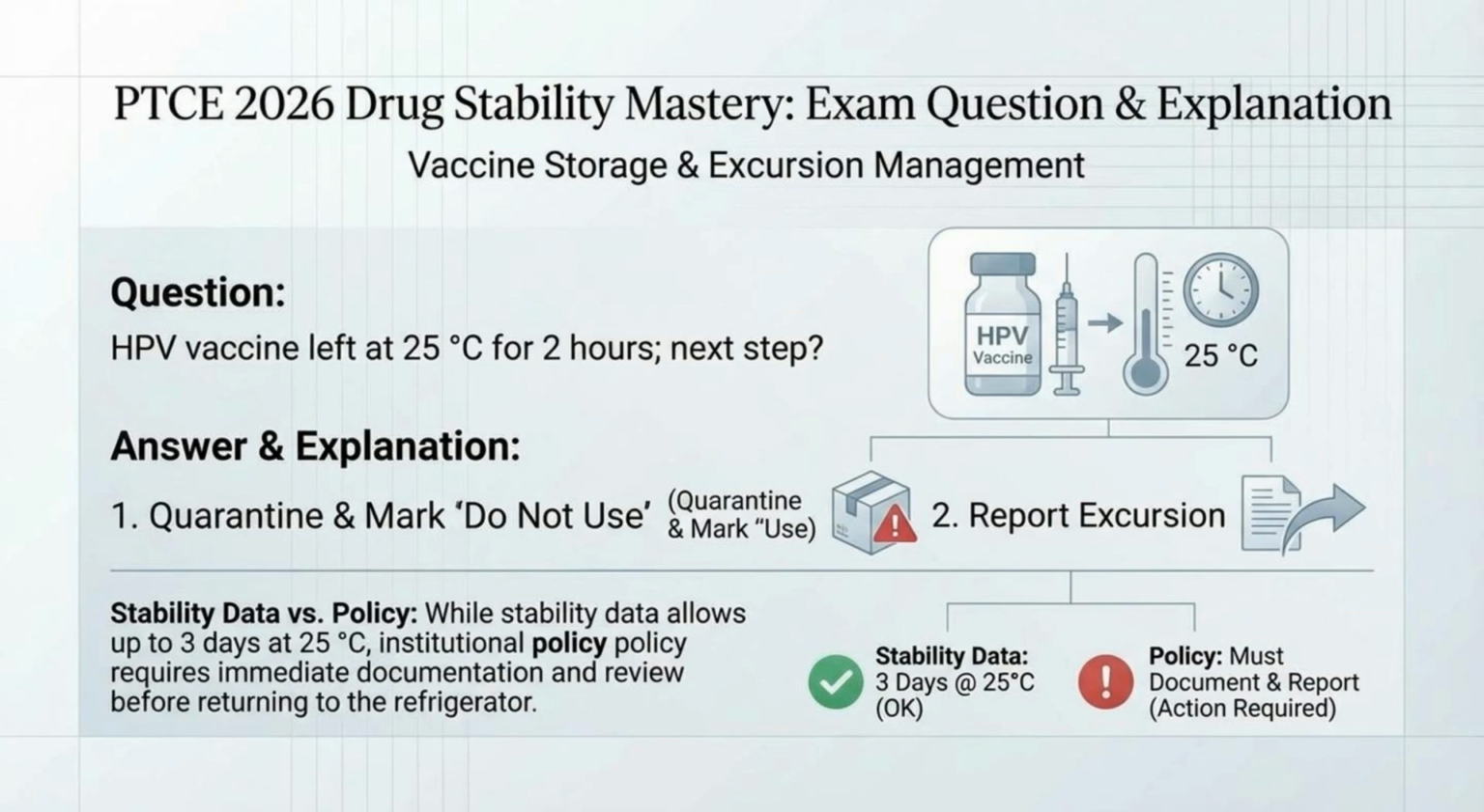If an HPV vaccine is left at 25 degrees Celsius for 2 hours, you must quarantine it and report the excursion. Policy often requires immediate documentation and review, even if stability data suggests a longer time frame is okay.